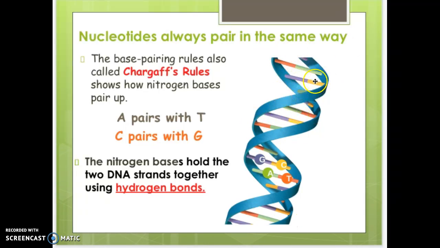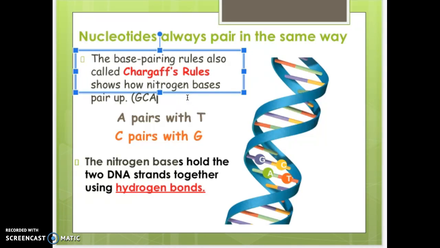So here's your DNA. Here again, in different colors, you see the different bases. But these bases are always paired up in the same way. G always pairs with C, A always pairs with T. A shortcut to remember it is, I like to call it the G-cat, the gangster cat. So the G pairs with C and A pairs with T. Okay, so that's one way to remember it. These base pair rules are also called Chargaff's rules. So you might see it as base pair rules, or you might see it as Chargaff's rules.